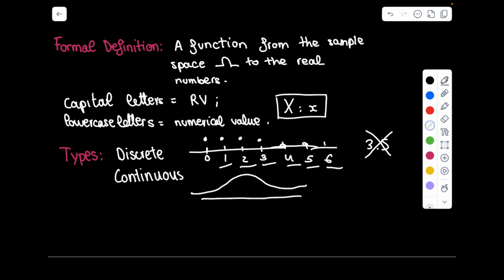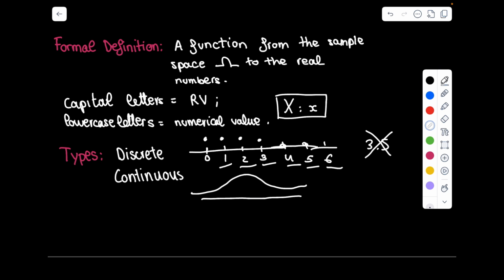Notice that the dots are separate. Each dot is a possible outcome. That's why it's discrete. Only these values are allowed. A continuous random variable can take any value in a range. There are infinitely many possibilities, so you can't list all of them.